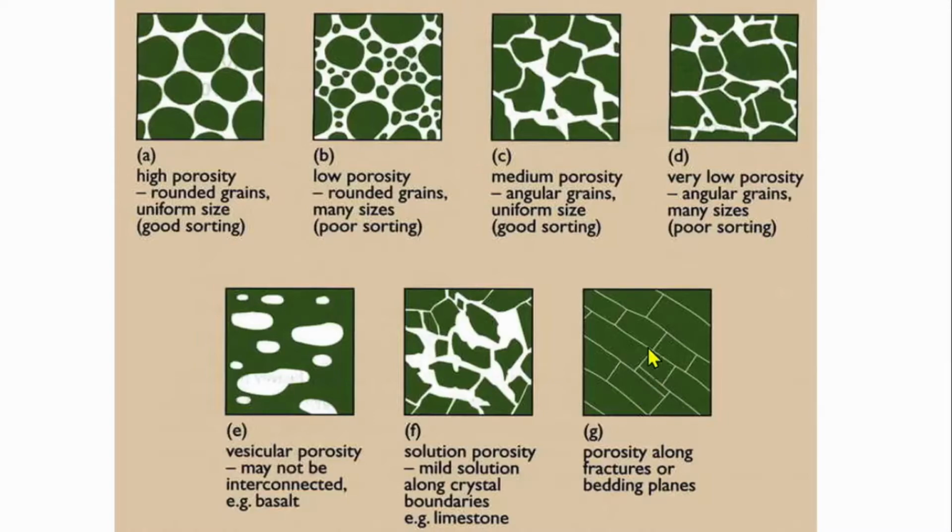Then you also have vesicular porosity, where the pores may not be interconnected, for example in basalt, so there's no way water can flow through. You have solution porosity, with dissolution along the crystal boundaries, for example in limestone, or porosity along the fractures or bedding planes.